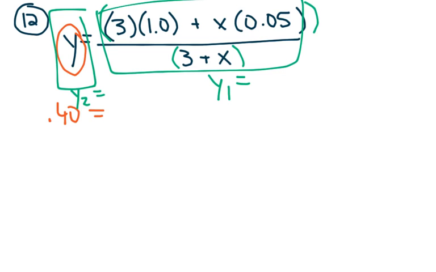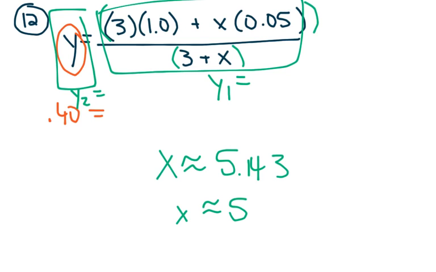After you graph it, the problem that was in the lecture notes in the book, you had to change the window to find the answer because the answer was a huge answer for x. This one you don't have to change the window. If you use second trace 5, enter, enter, enter, it will tell you that the answer is approximately 5.143. Well, we're going to say that x must be approximately 5. We've got to add about 5 gallons of the 10% drink to make a 40% drink.